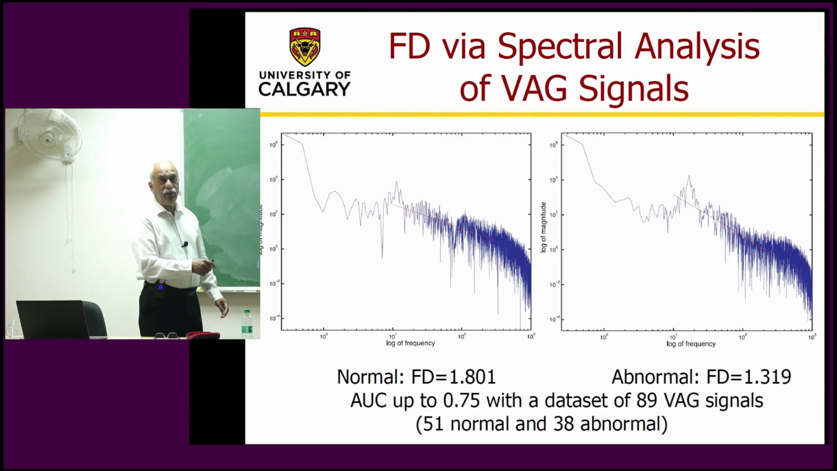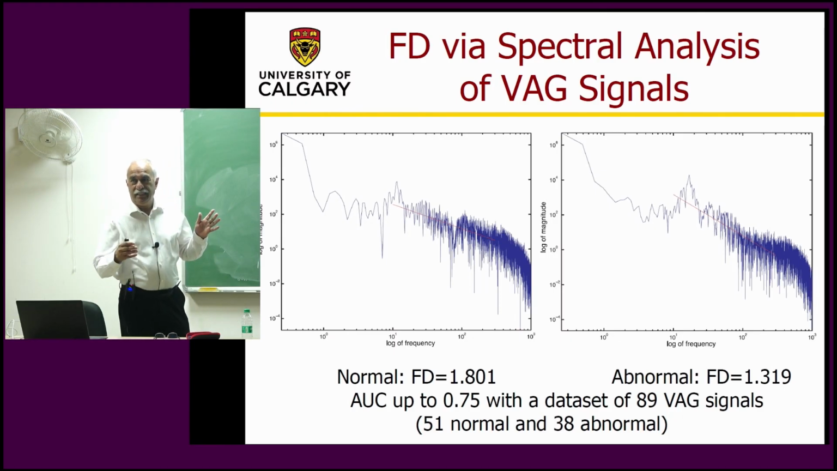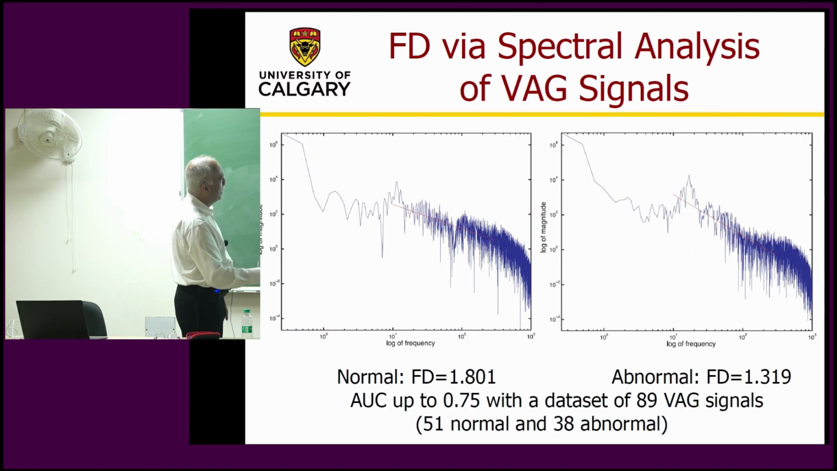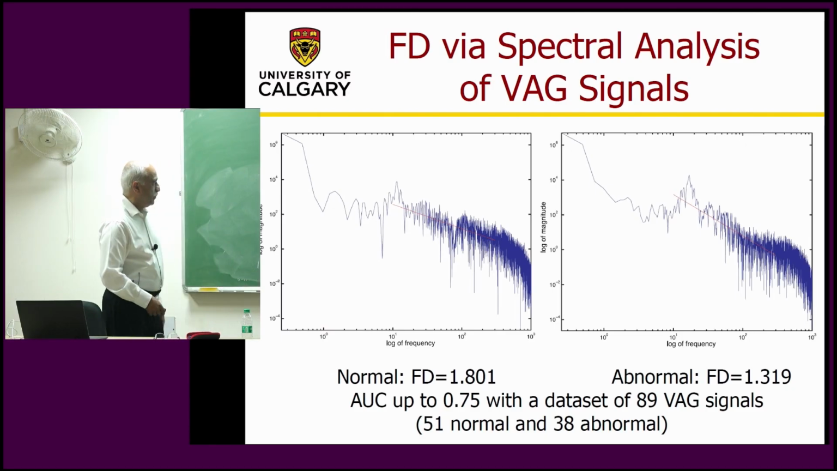Now the spectrum is not a smooth function. It has these variations, especially on a log scale. So you still fit a straight line. The abnormal has that slope. Normal 1.8, abnormal 1.3 fractal dimension.